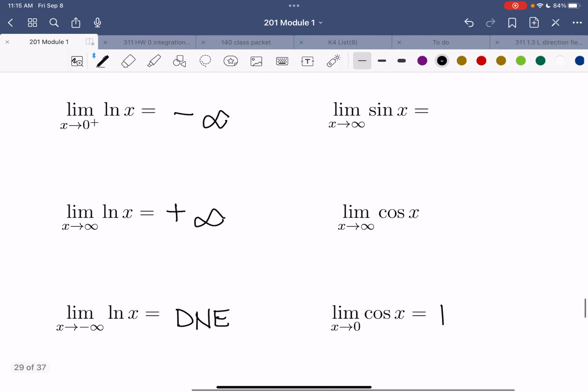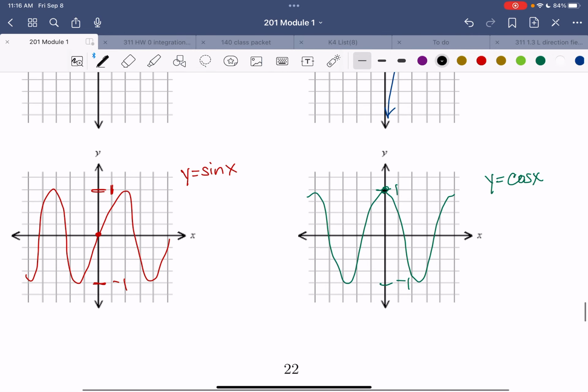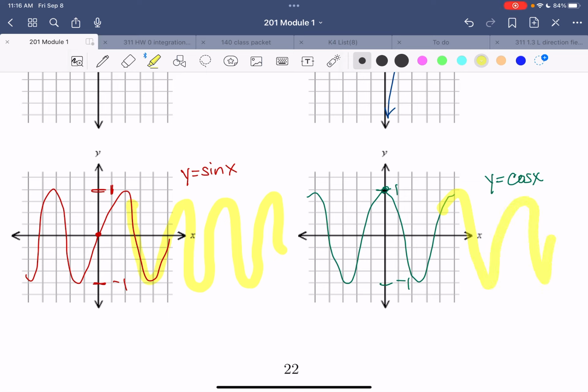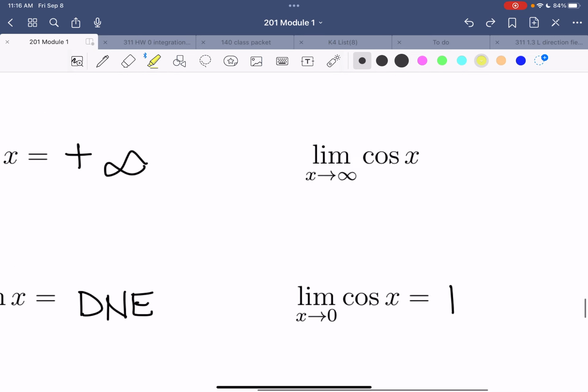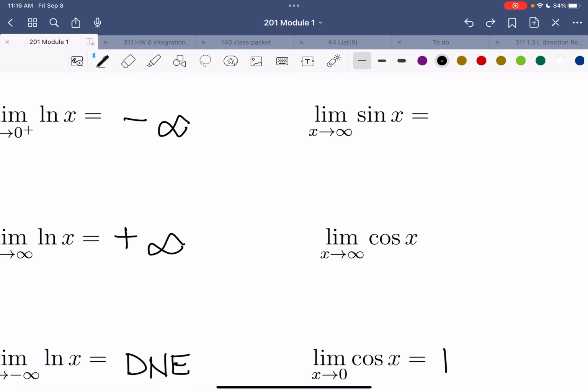Now for sine and cosine, as x goes to infinity, let's think about these graphs for a second. As we head to the right on both of these graphs, it's going to oscillate back and forth the same way for both of those. And so we're just going to bounce around. What that means is that I'm not approaching a specific number. Because if you pick 1, I can choose a larger number that moves away from that. And if I choose negative 1, I can choose a larger number for x that moves my value away from negative 1. So what happens here is that our limit just doesn't exist. There is no number that we approach. So these two are both does not exist.